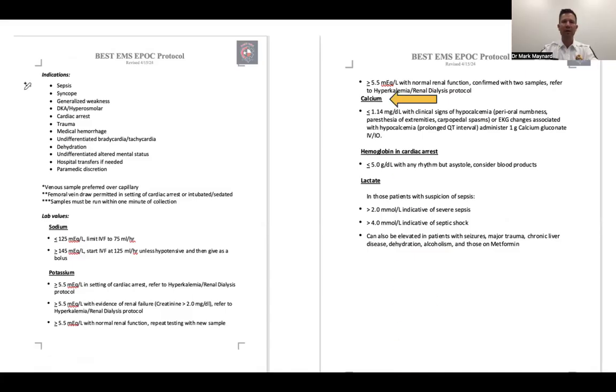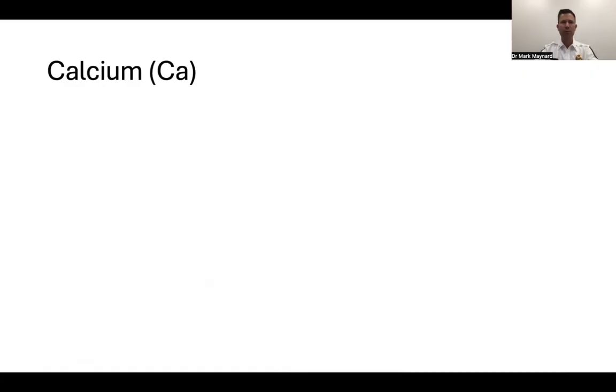All right, now moving on to second or third to last, calcium. Calcium, we're really only worried about it when it's low. High calcium does cause problems, but we don't have a solution for that pre-hospital. Basically, we're going to focus on low calcium, also known as hypocalcemia.